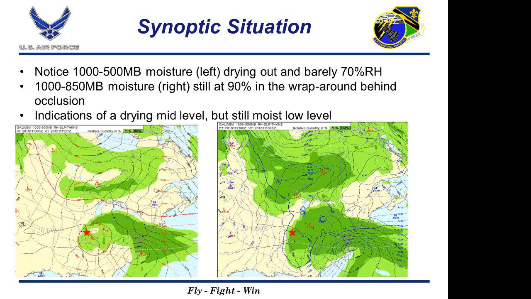The same pattern is indicated on the 1,500 millibar thickness chart valid at 21Z, which indicates 70% relative humidity and drying just to the east, but the 16th 0Z 1,850 millibar indicates the back edge of 90% relative humidity still over the station. Indications of mid-level drying, but low-level moisture remaining.